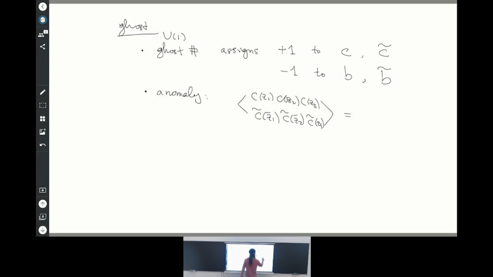This is equal to Z12, Z13, Z23, the whole thing squared. This means the product of these six, so C and C tilde. So the total number of C's minus the number of B's has to be equal to 6. That's an anomaly of this U1 ghost number. So these are some basic properties that we need to know in order to discuss the space of operators of the system.